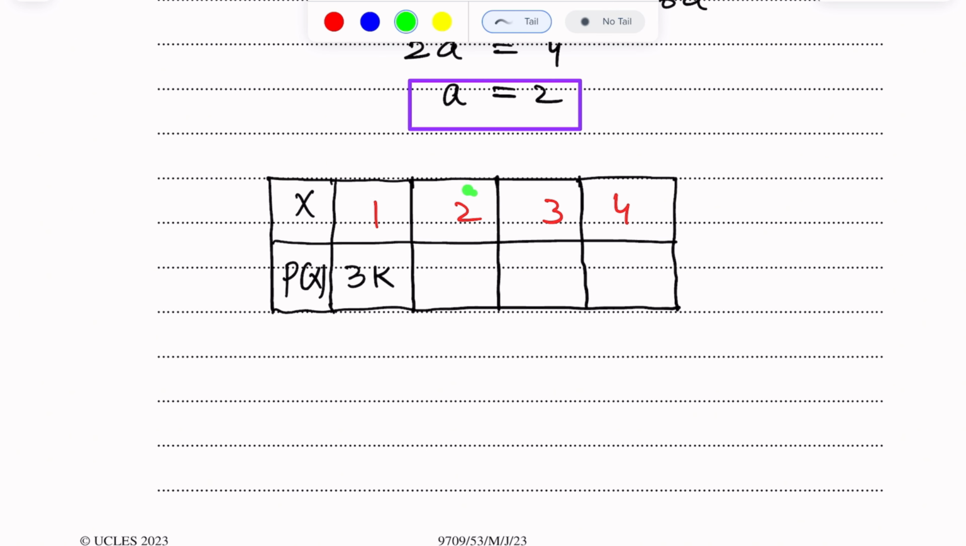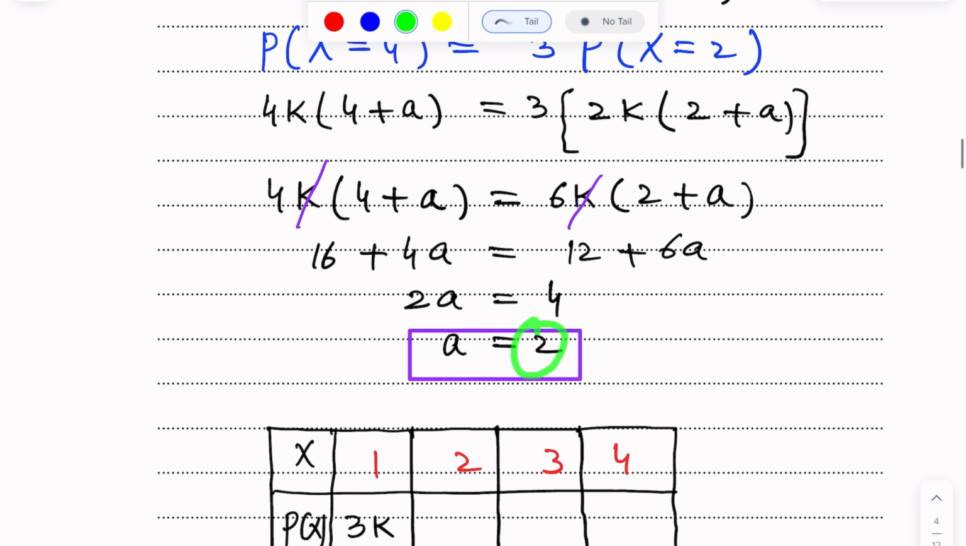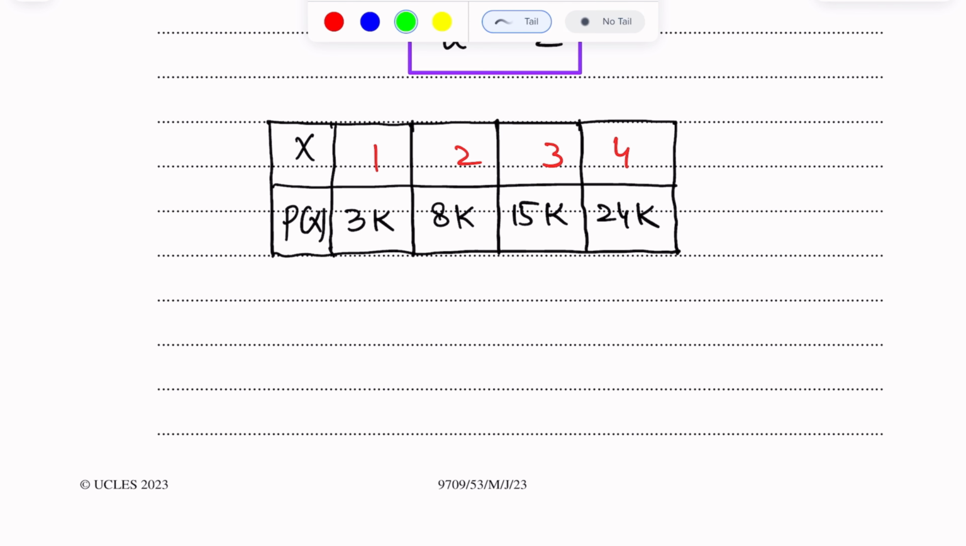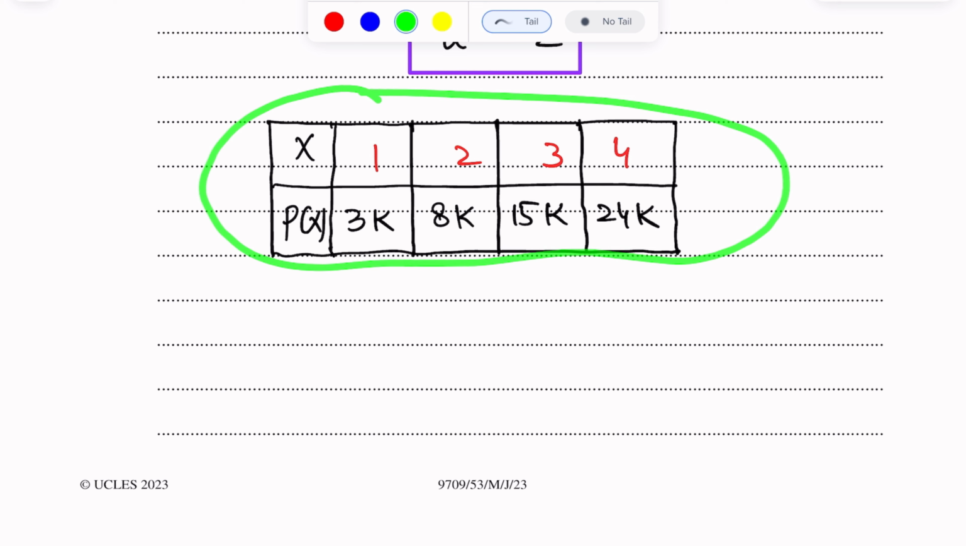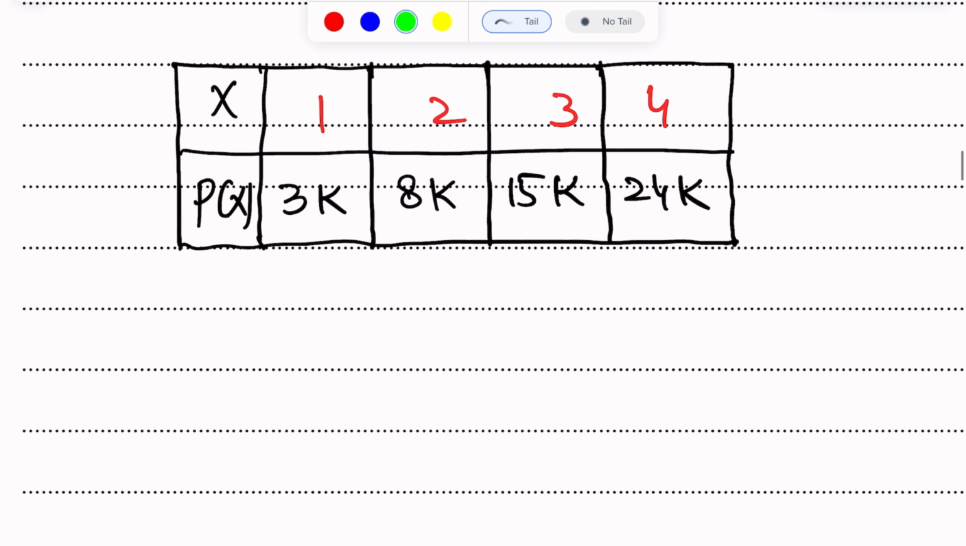In the same way, putting x is equal to 2 and value of a, that is 2, we get the probability of 2 is 8k. In the same way, probability of 3 is 15k, probability of 4 is 24k. Now this is a discrete probability distribution table.